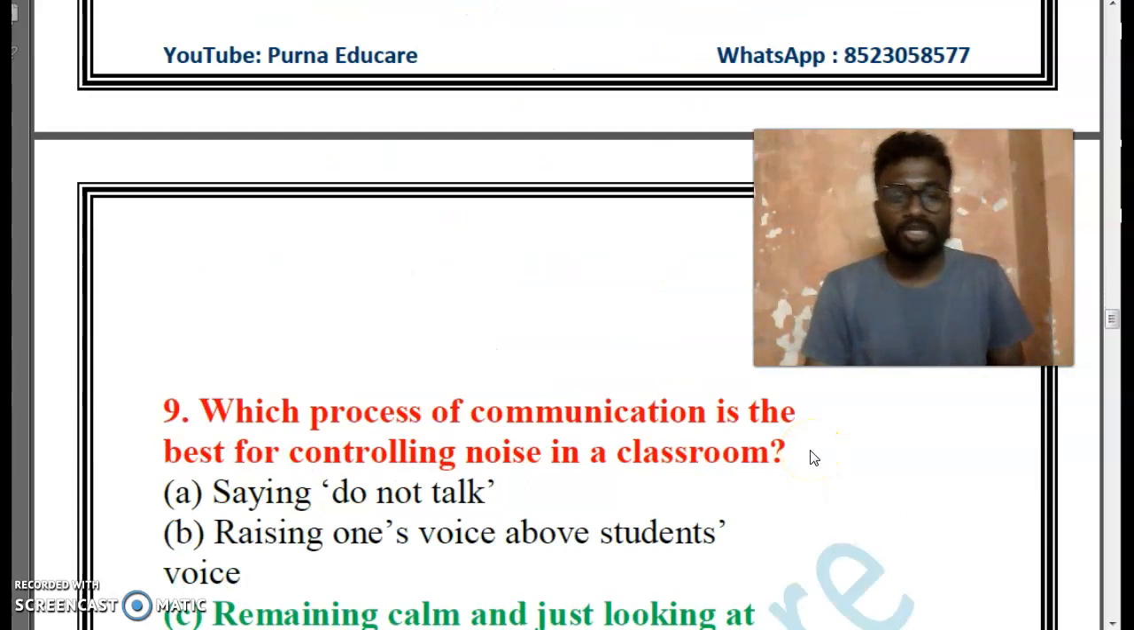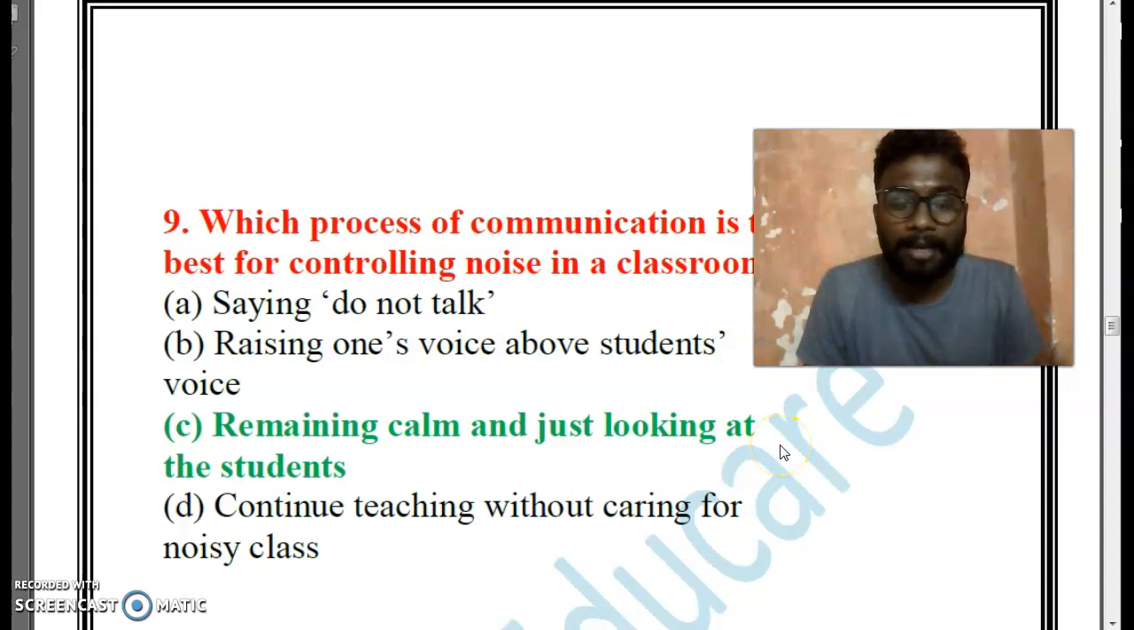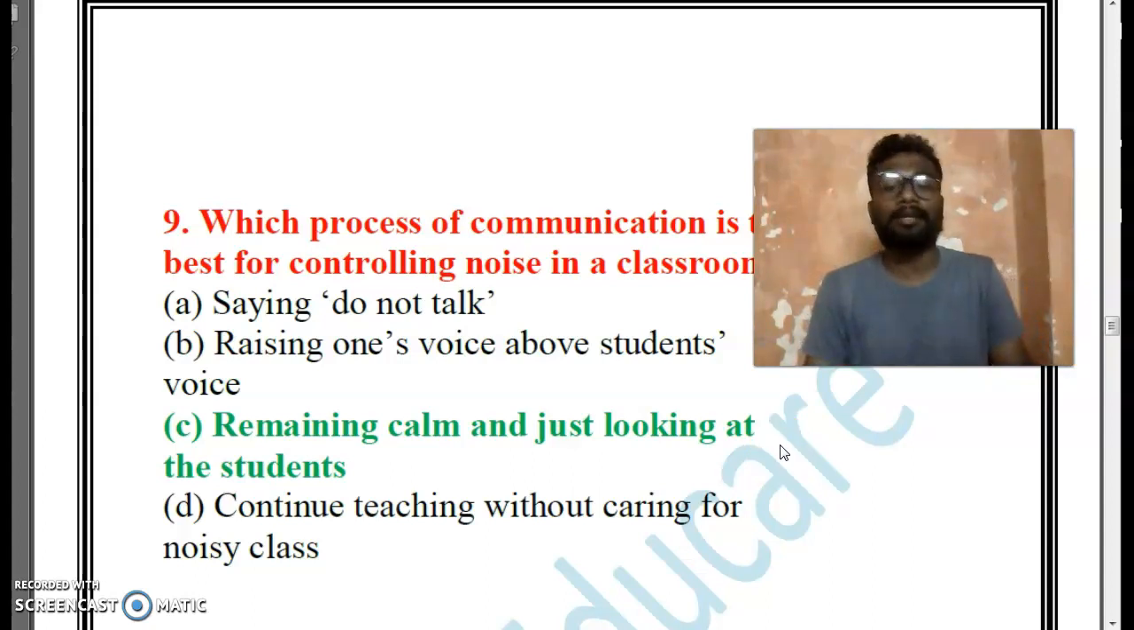Which process of communication is best for controlling noise in the classroom? Say do not talk, raising one's voice at students, remaining calm and just looking at the students. Yes. If the teacher suddenly remains calm and looks at the students, automatically the noise will be controlled in the classroom, right? Yes. Noise will obviously be controlled.